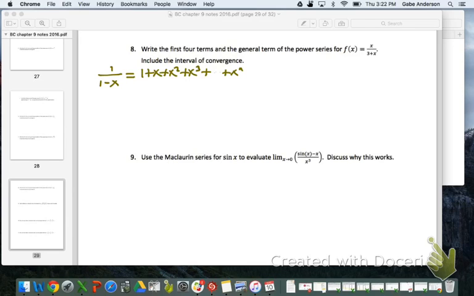Okay, so here's what we do. We're going to do this in a couple stages. It's going to be 1 over 1 minus. In place of the x, we need to put negative 2 minus x.